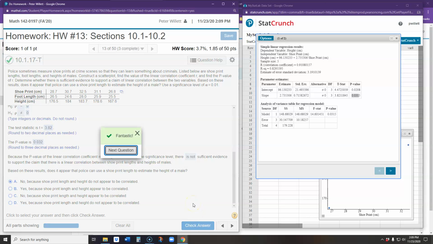So there you go. Some parts to this, definitely a little bit more data than we would like out of StatCrunch. We have to learn how to pick the data parts from it that we want. But hopefully this helps for lucky number 13.